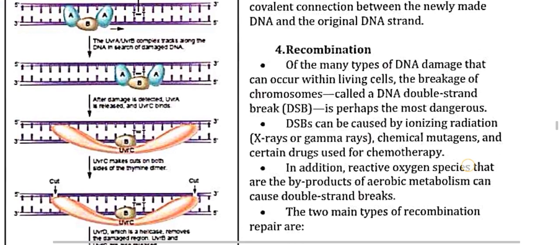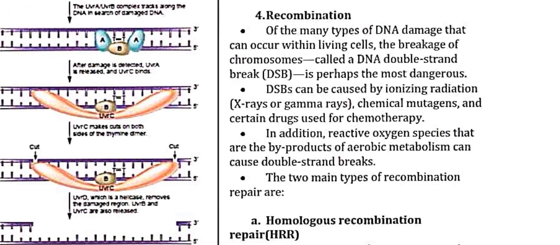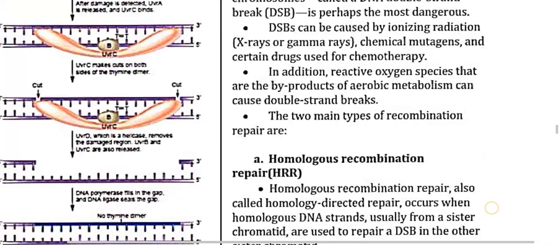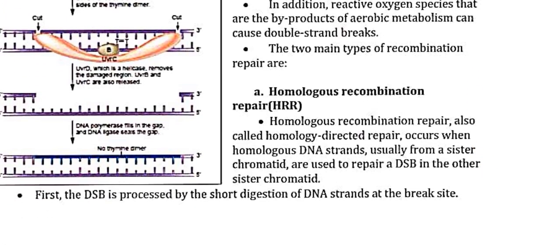Recombination repair. Among the many types of DNA damage that can occur within living cells, the breakage of chromosomes called a DNA double strand break, or DSB, is perhaps the most dangerous. DSBs can be caused by ionizing radiation, X-rays or gamma rays, chemical mutagens, and certain drugs used for chemotherapy. In addition, reactive oxygen species that are the byproducts of aerobic metabolism can cause double strand breaks. The two main types of recombination repair are homologous recombination repair, HRR.